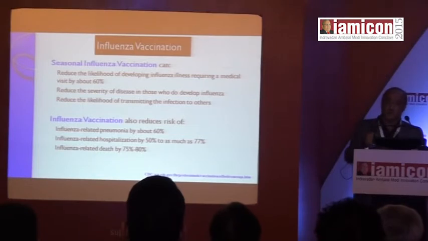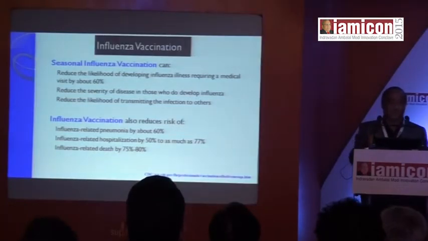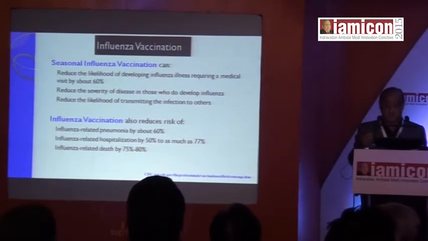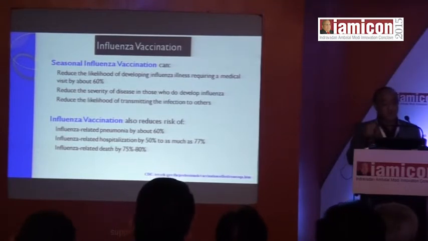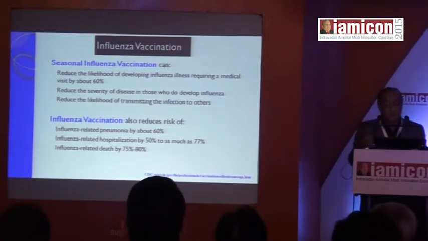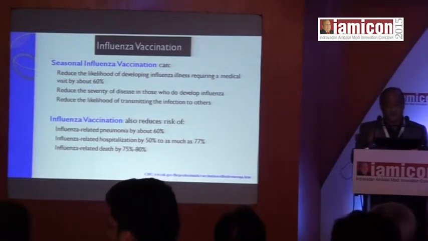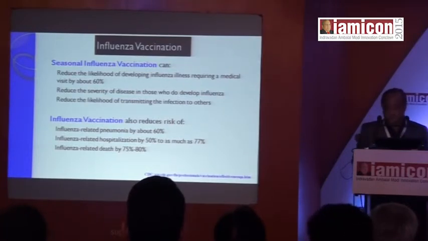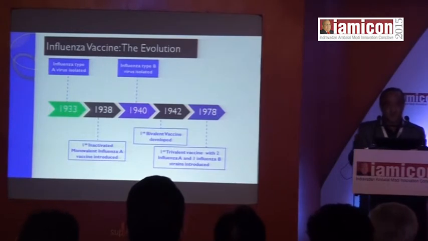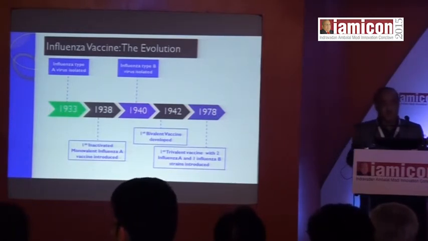It is the most important measure of preventing yourself from getting influenza and influenza-related complications. It reduces the likelihood of developing influenza illness by around 60%, reduces the severity of disease, and reduces the likelihood of transmitting it to others. It reduces the risk of pneumonia by 60%, influenza-related hospitalization by as much as 50 to 77%, and influenza-related deaths by 75 to 80%. Influenza vaccines have evolved over the years.